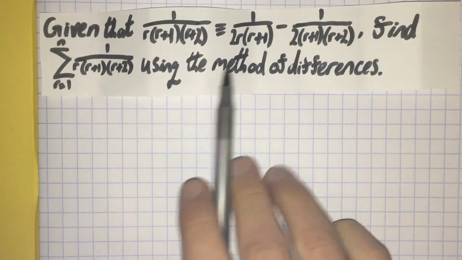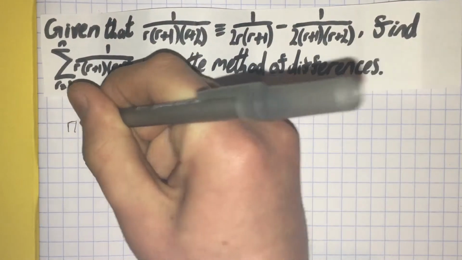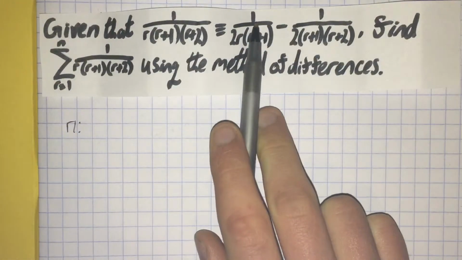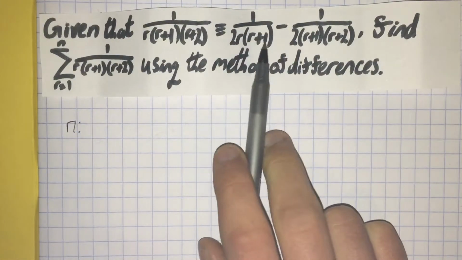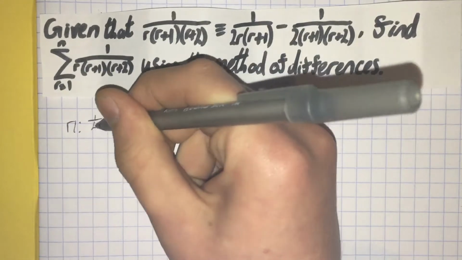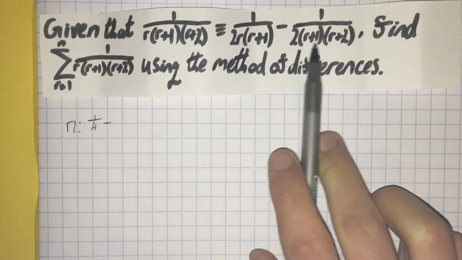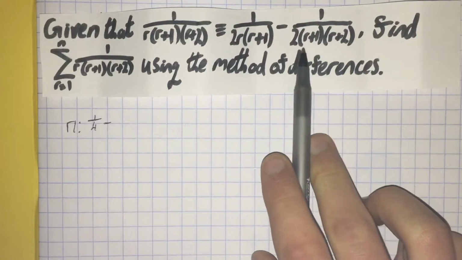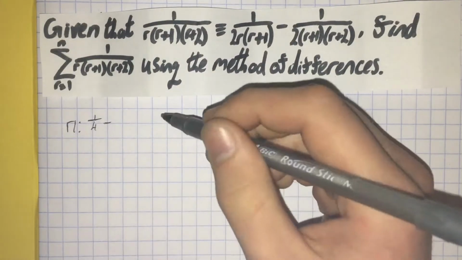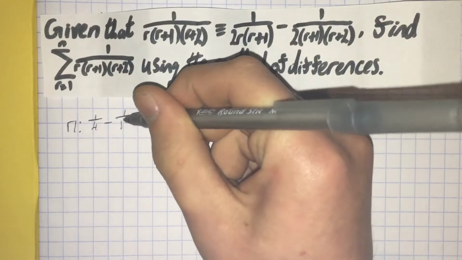So, we shall start with r equals 1, which means we'll get 1 over 2 times 2, so we'll have a quarter, minus 1 over 2 times 3, well, 2 times 2 is 4, 4 times 3 is 12, so we get 1 over 12.